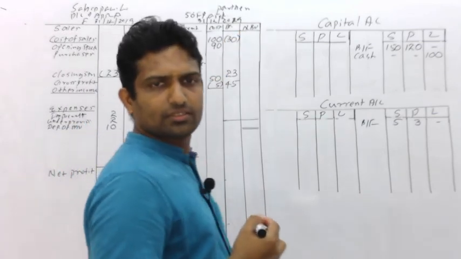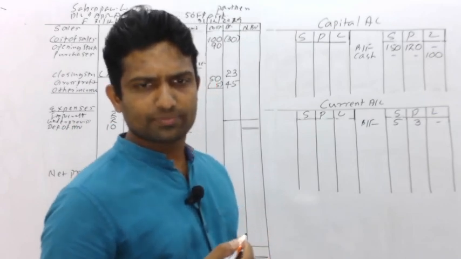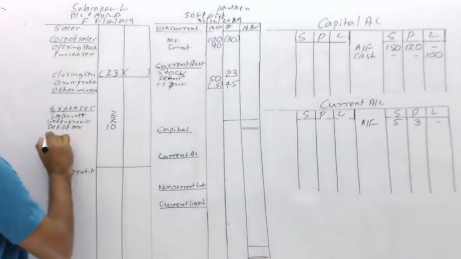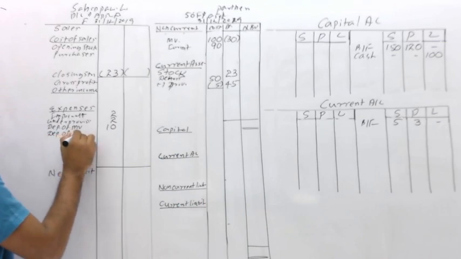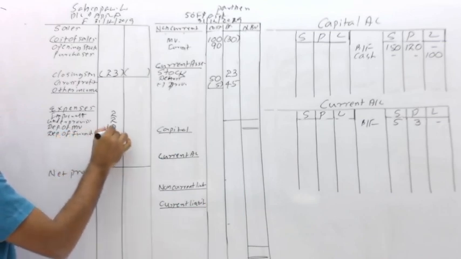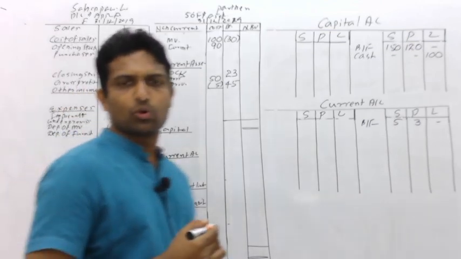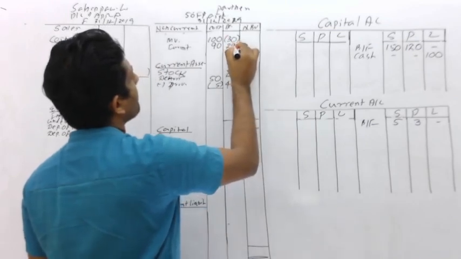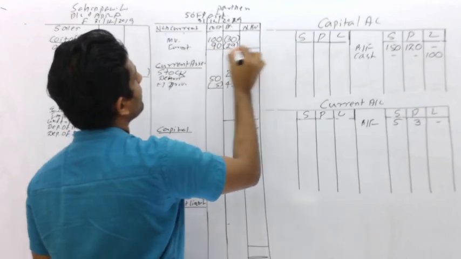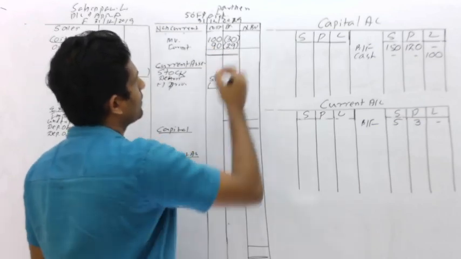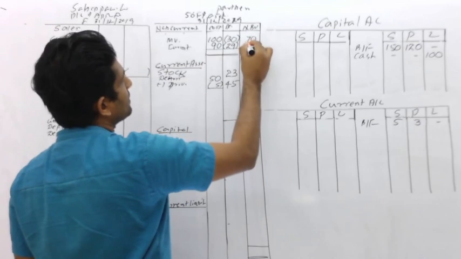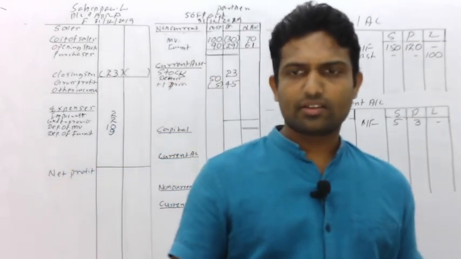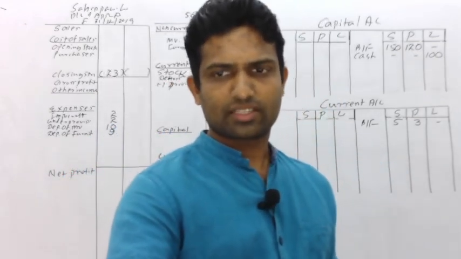Then furniture. 90 into 10% is 9. Depreciation of furniture 9. It's 9 plus opening provision 20. That is 29. So within 70, 61. Arithmetic adjustments. Correct. Next.